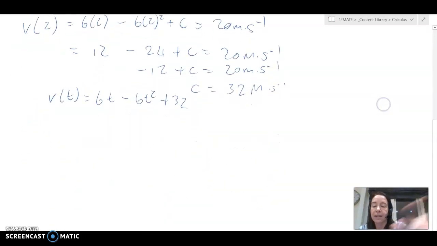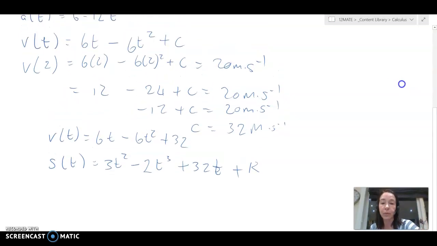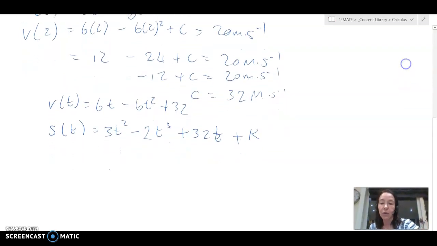So we now need to find our S, or our displacement. So S of t is equal to, now when I've got this, remember it goes t squared, and then 6 divided by 2 is 3, minus t cubed, and 6 divided by 3 is 2, plus 32t, plus, I'll put a different thing in there because I've already used c, I'll put a k. So I have got 3t squared minus 2t cubed plus 32t plus some k.